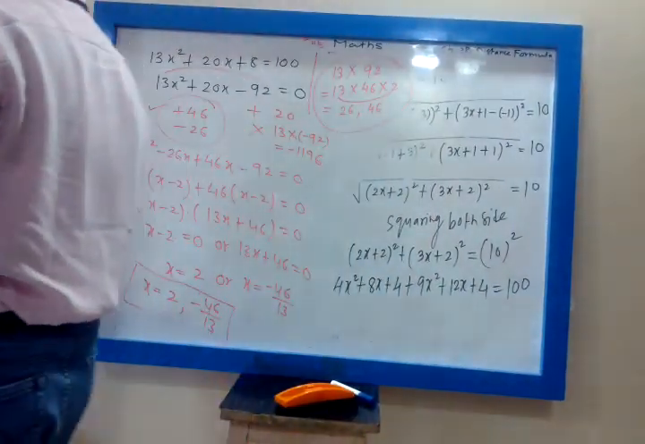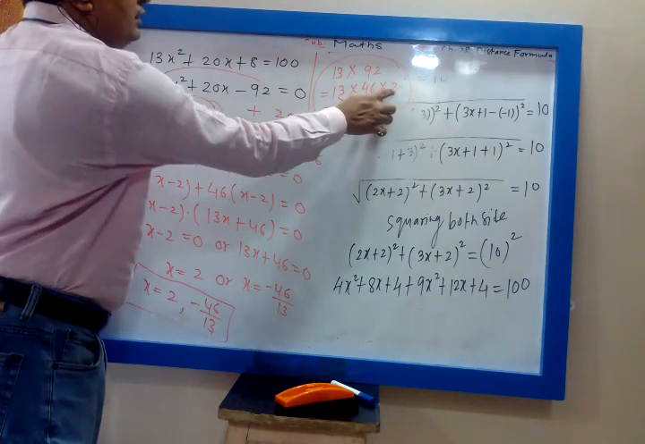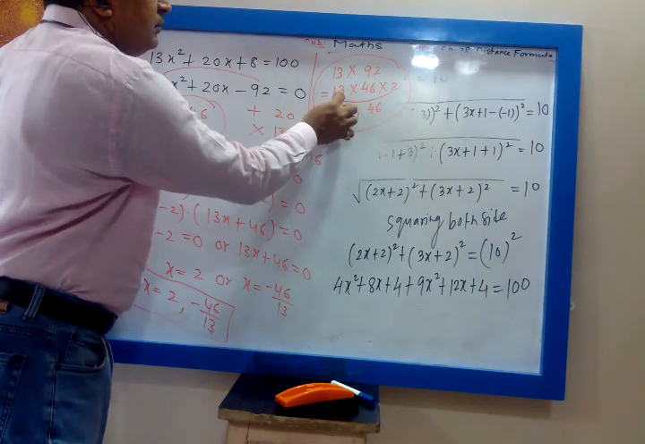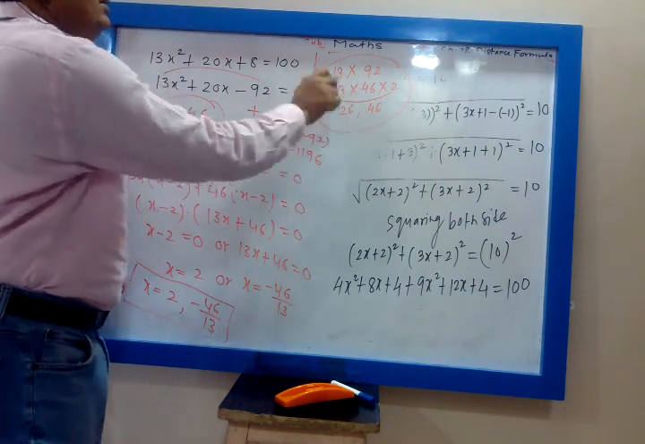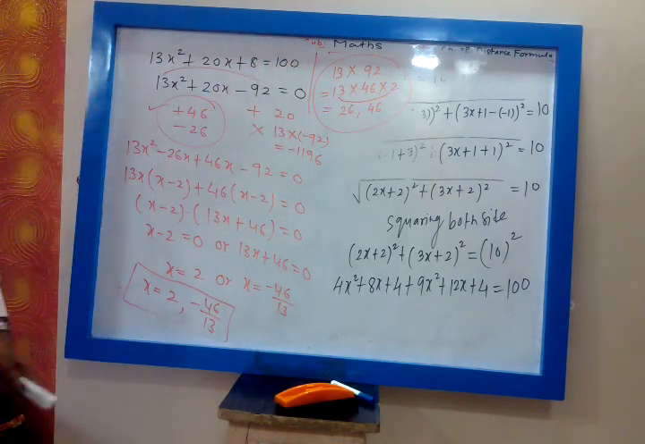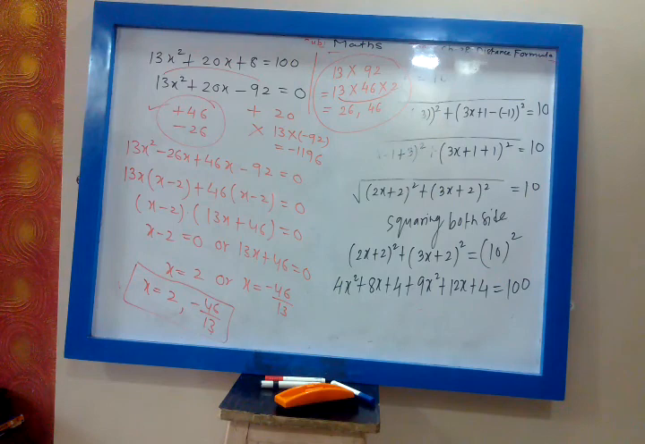Yes. So 13 into 92, 92 you factorize, 46 and 2. Now I can take the two numbers together. 13 2s are 26, and 46. Accordingly you take the sign plus or minus. Okay. So now we are having the last period, we will complete this distance formula.